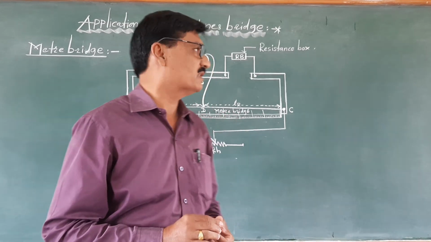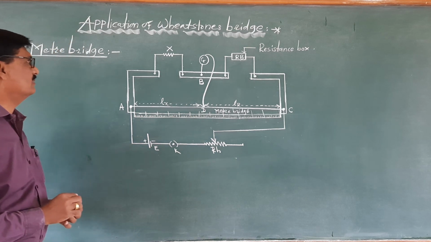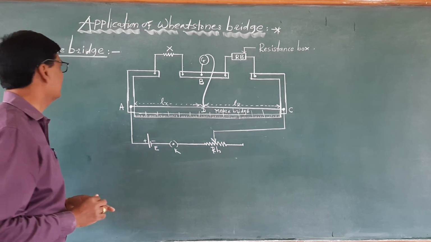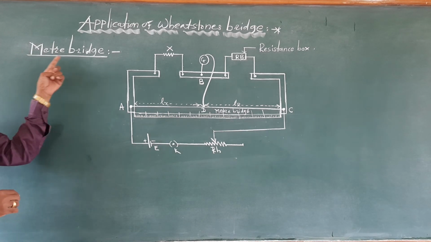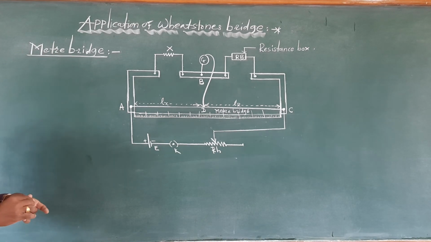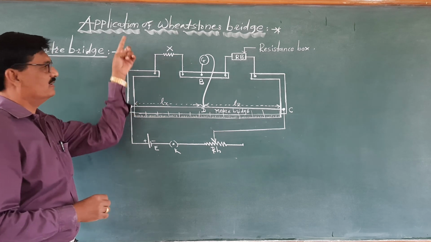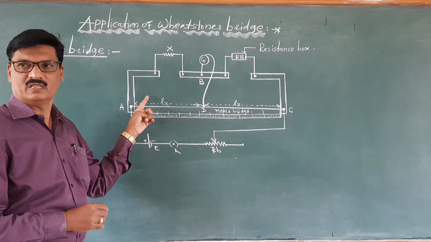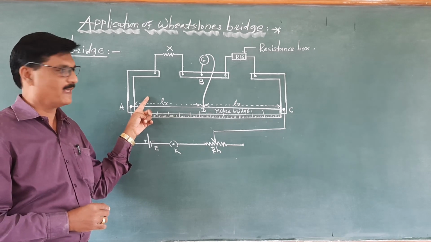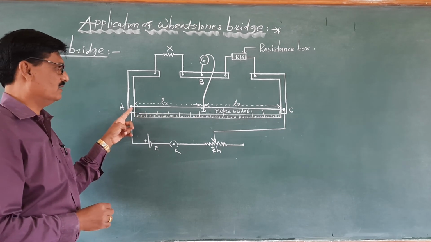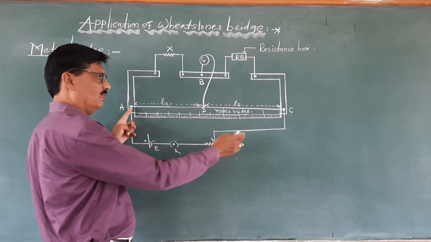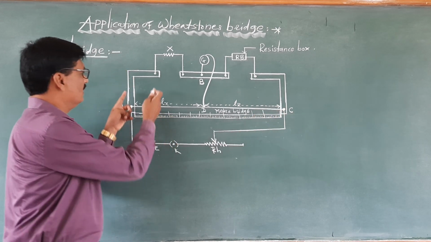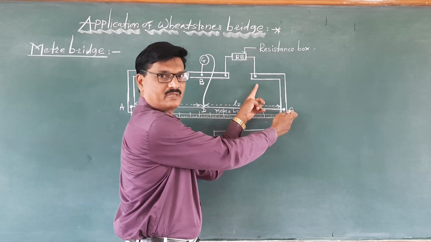Today we are going to discuss an application of Wheatstone's bridge, that is the meter bridge. This meter bridge is a modification of the Wheatstone network. It is used to determine an unknown resistance. The meter bridge apparatus consists of a uniform wire 1 meter long fixed on two L-shaped copper strips.